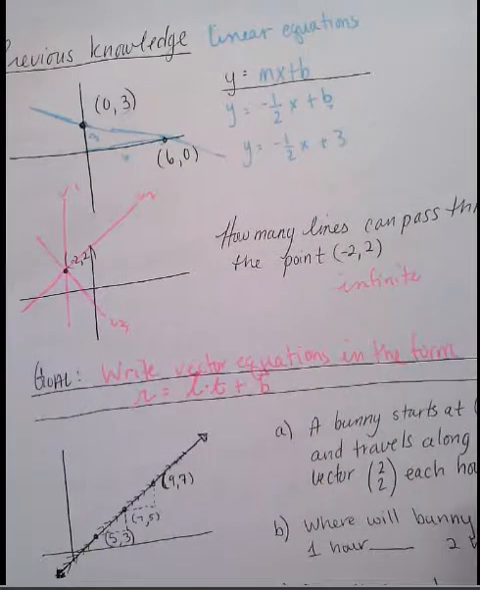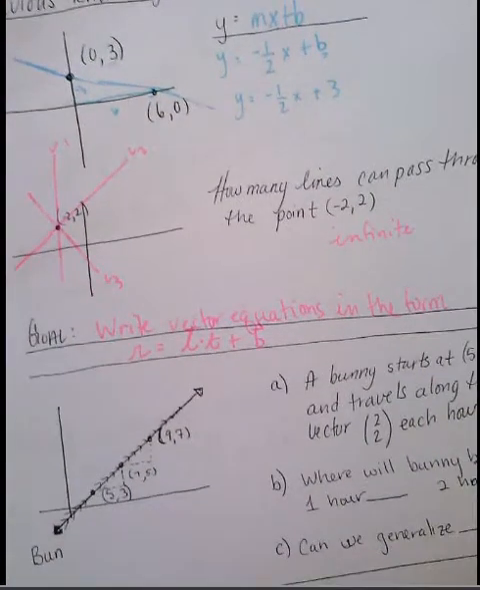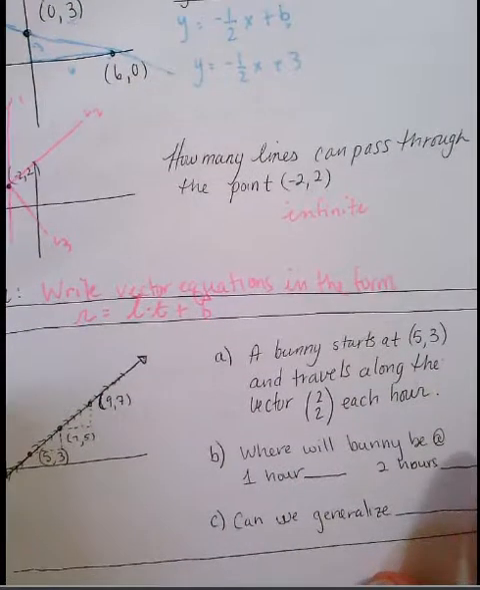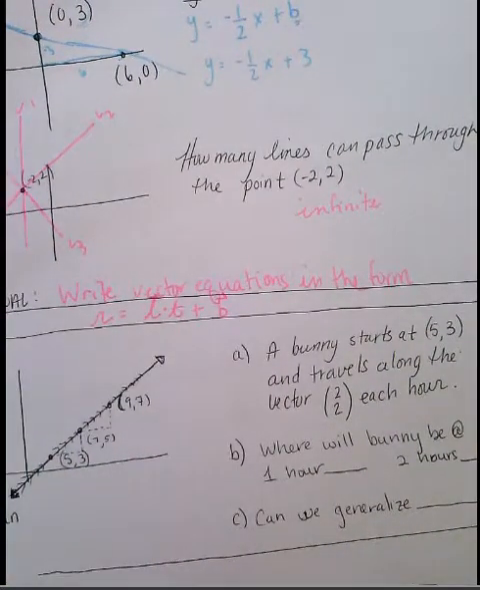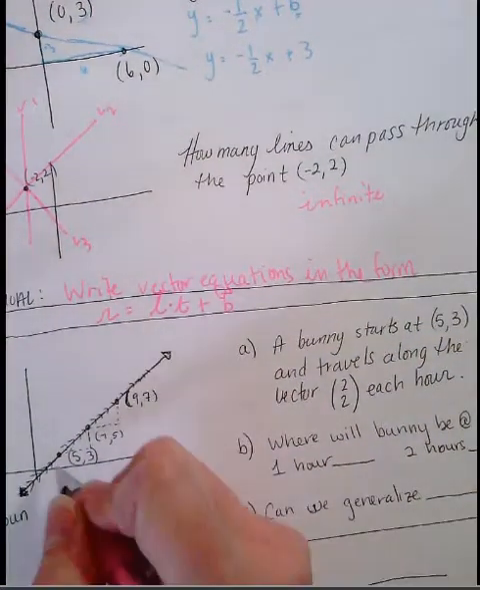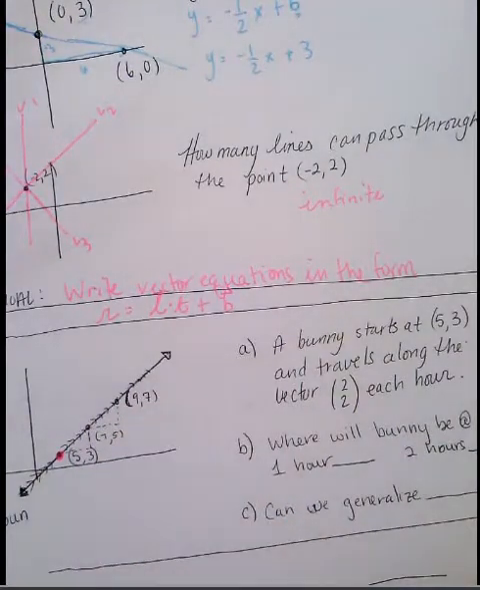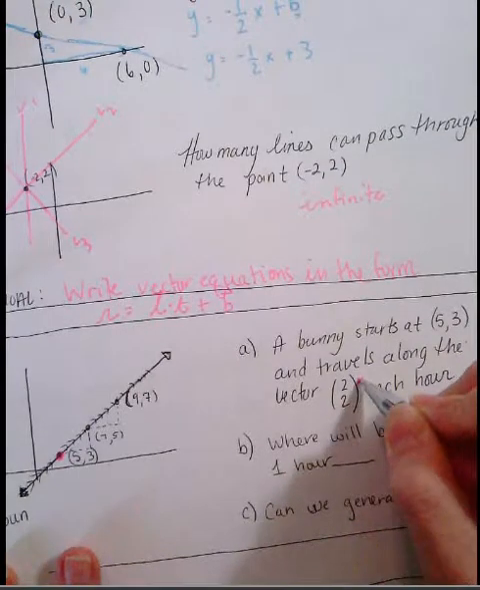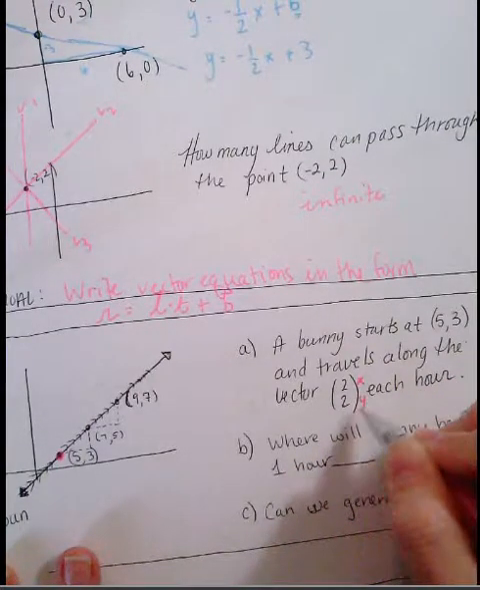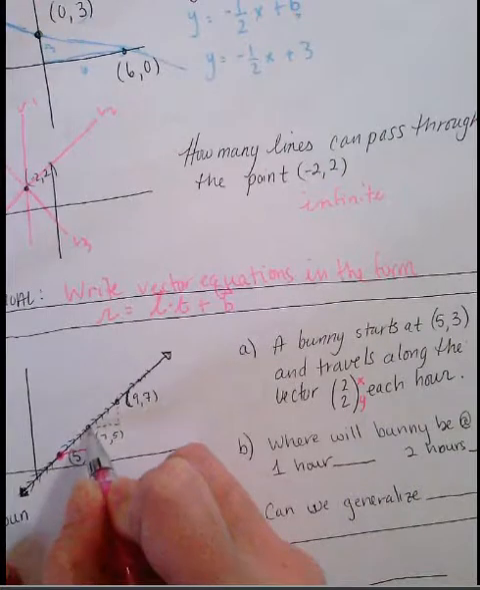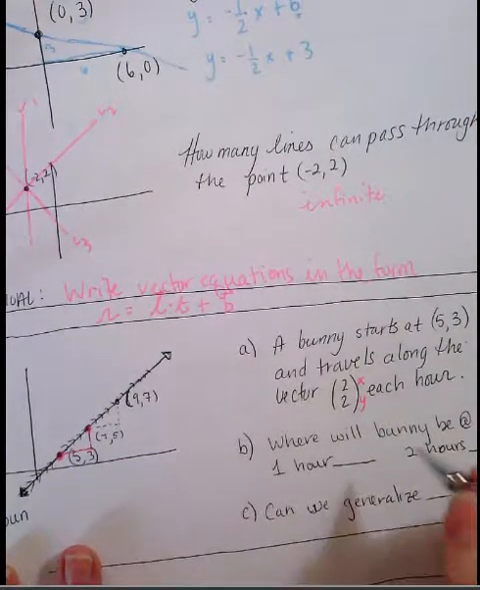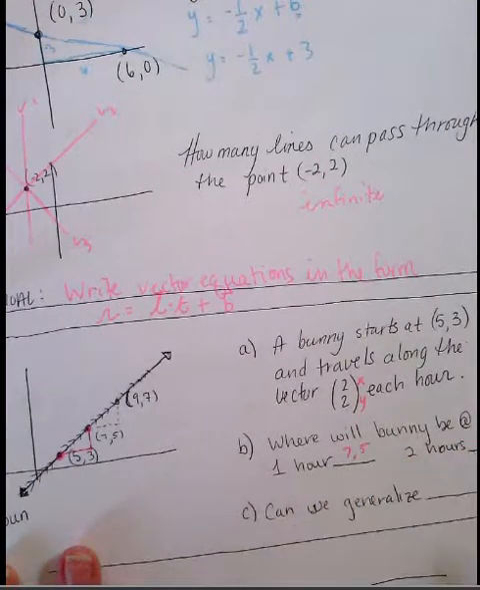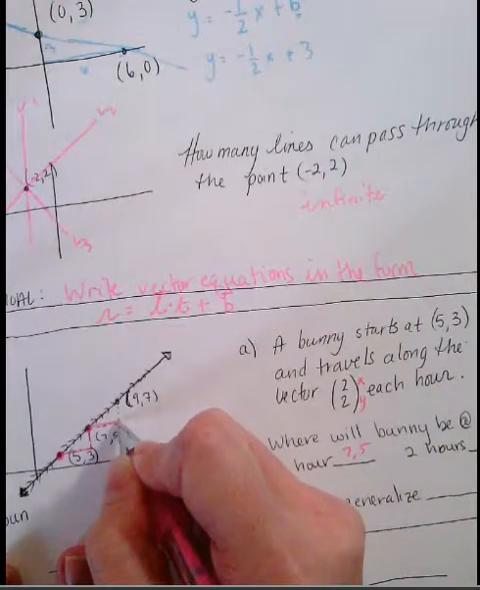So I made up a little story here about a little bunny who's hopping along the bunny trail. Bunny is starting right here. And as time moves along, he travels 2 in the x direction and 2 in the y direction. So after 1 hour, he's right here at 7, 5. And after 2 hours, he'd be here at 9, 7, right?